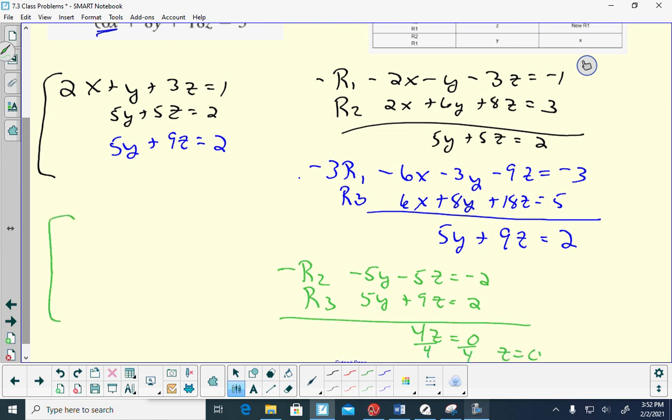So recapping, I have row 1, which I have not touched at all yet. It has stayed the same through this entire problem. There was my row 2, and now I have z is equal to 0.